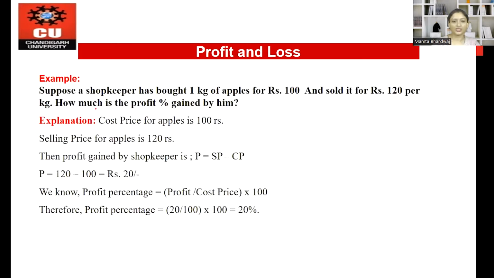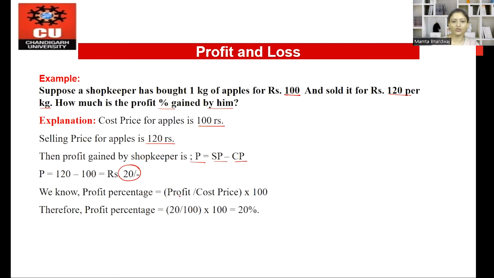Now we will do a basic example. Suppose a shopkeeper has bought 1 kg of apple for rupees 100 and sold it for rupees 120 per kg. How much is the profit percent gained by him? Here the cost price is given as rupees 100 and the selling price is 120. The profit, we know, is the selling price minus the cost price. Here the selling price is more than the cost price, so there is a profit of rupees 20. But what we have to find out is the profit percent.